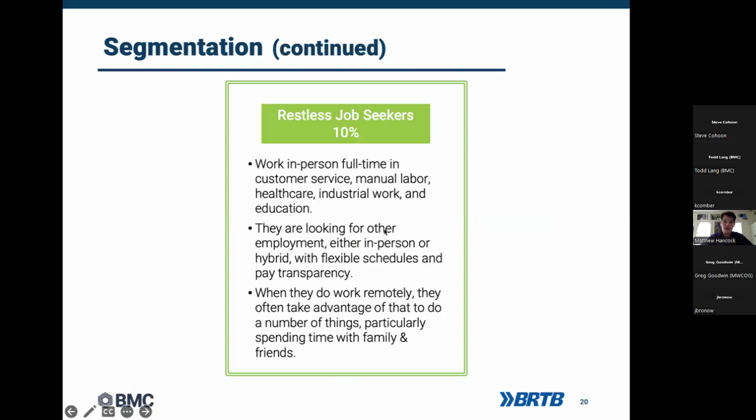And finally, we have our restless job seekers. So they work in person full-time in customer service, manual labor, healthcare, industrial, and education. They are looking for other employment if it is available, either in person or hybrid. Again, looking for more pay transparency and an increase in flexible schedules. When they do work remotely, they often take advantage of that, but particularly this is the group that identified spending time with family and friends as a key concern of theirs for working from home and hybrid work.